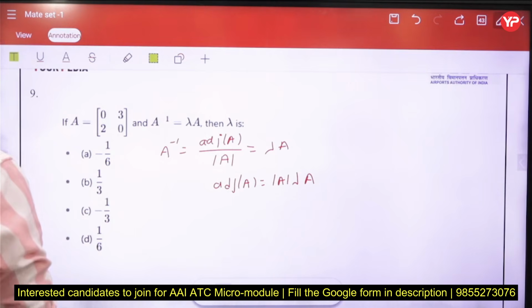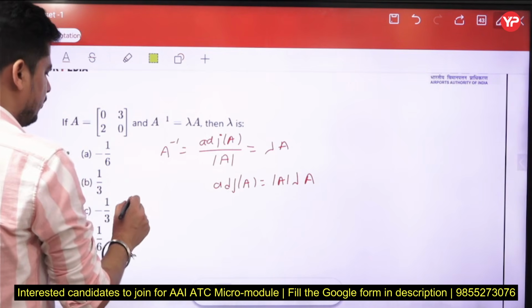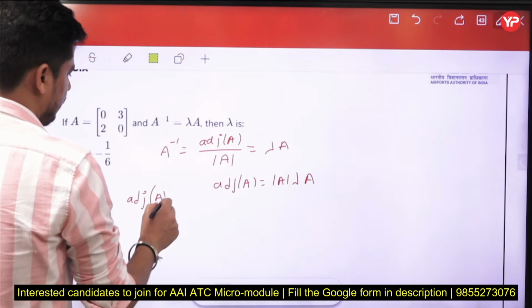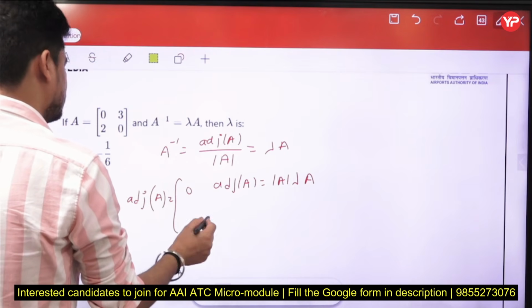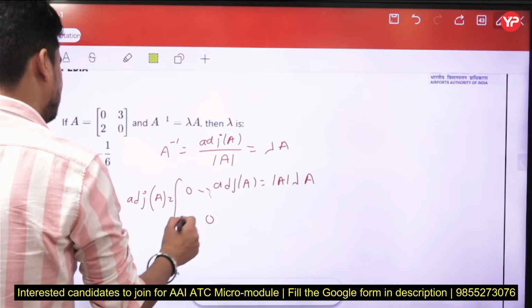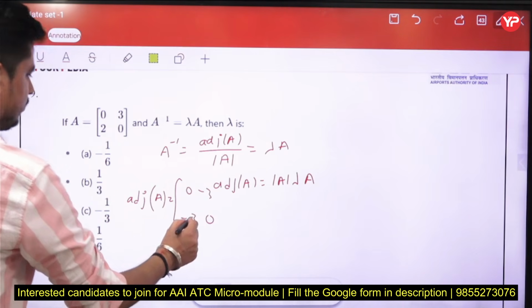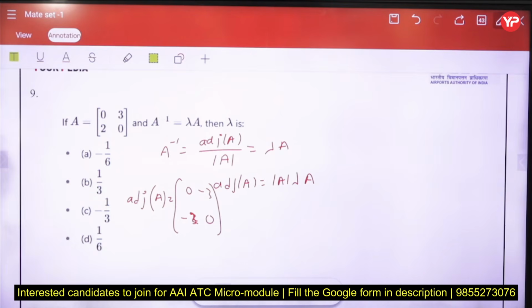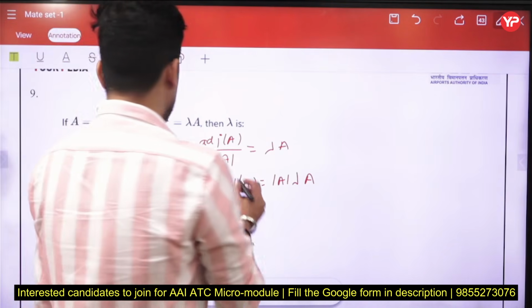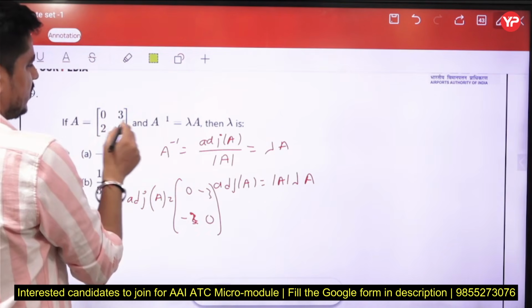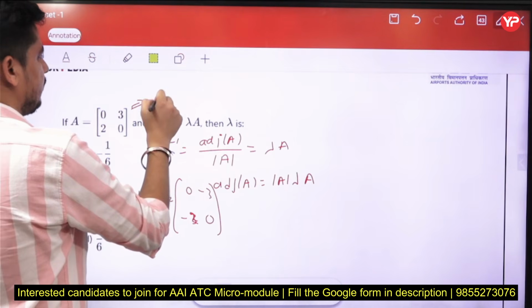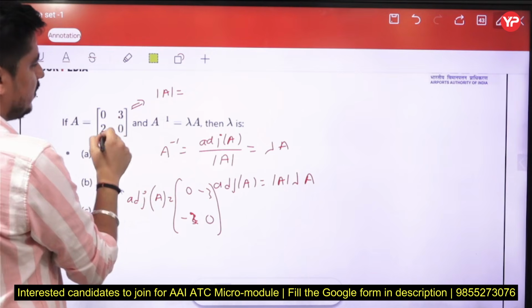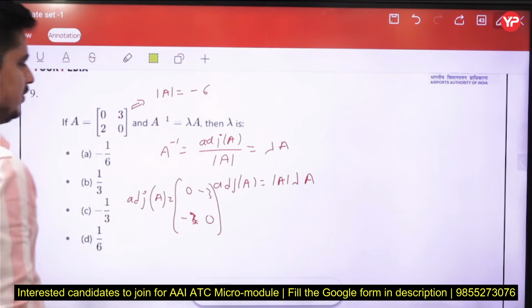First, for A, we can directly find the adjoint of 2 cross 2 matrices. I already told you that adjoint of A is going to be how much? Interchange the diagonal elements, change the sign of these elements like this. Oh sorry, minus 2. So we got this value as the adjoint of A, right? Determinant of A is just minus 6, right? If you take the determinant of A here, that is this multiplied by this 0 minus this multiplied by this, that is going to be minus 6.